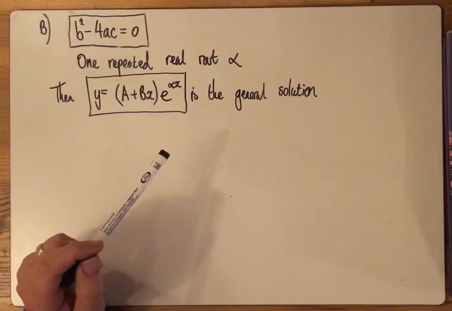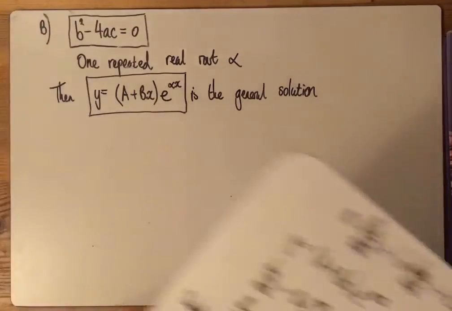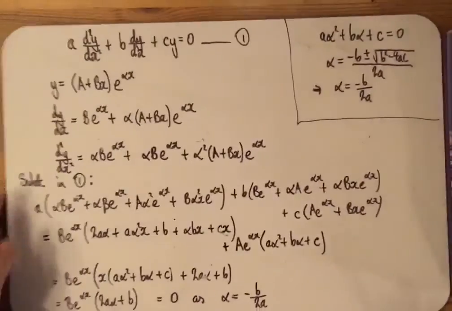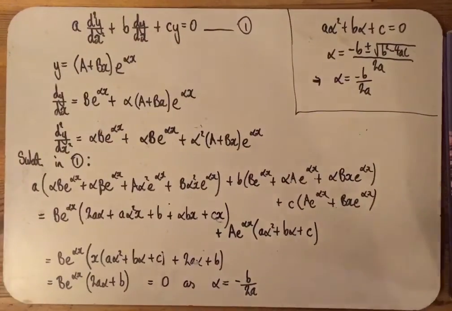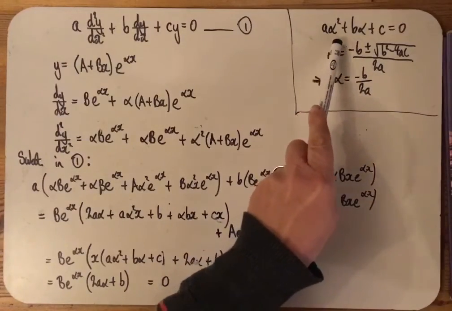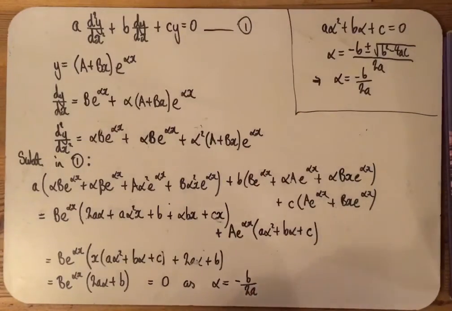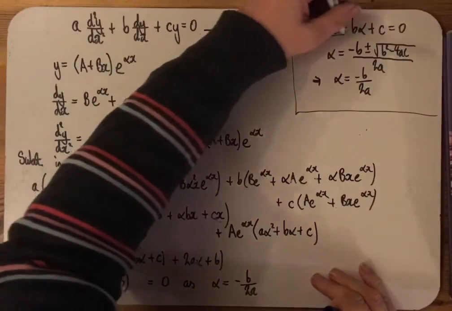I did work through a little algebra on this for you. It's not quite so obvious, but it's not dissimilar, to be honest. So don't worry about this. If you want to work through this yourselves, then do. It's not a bad little algebraic exercise. We know alpha is a root to the auxiliary equation, so we know that a alpha squared plus b alpha plus c is 0. So that's the first thing we know.